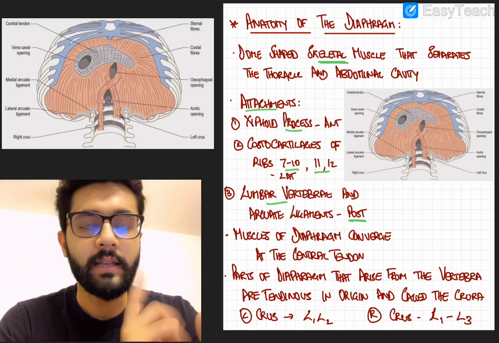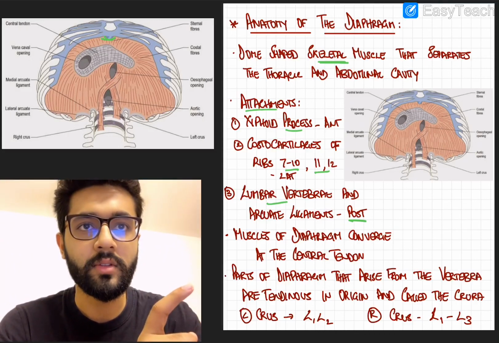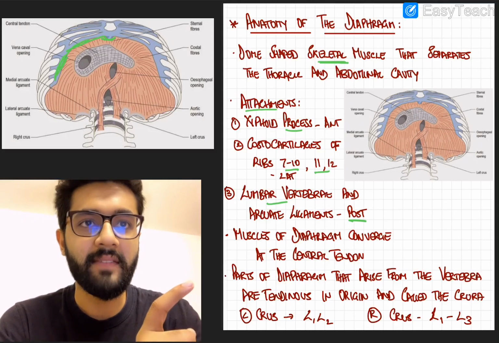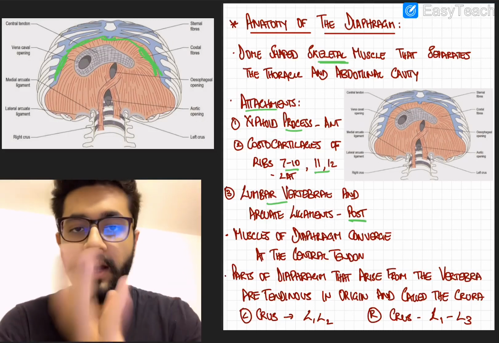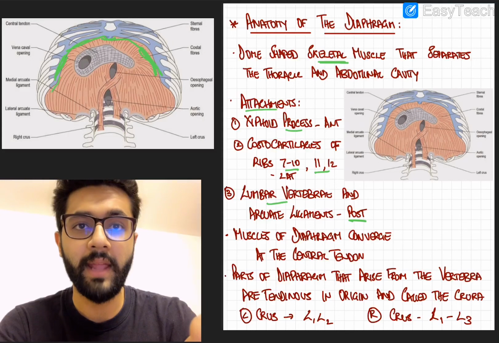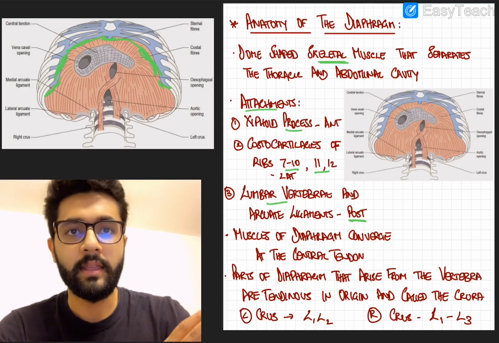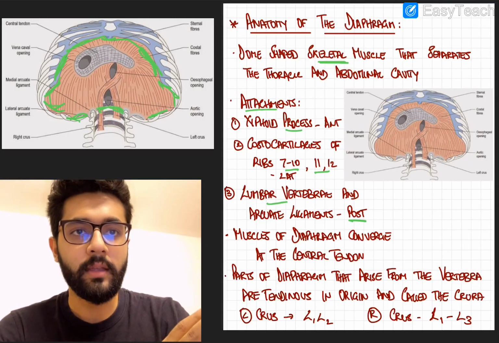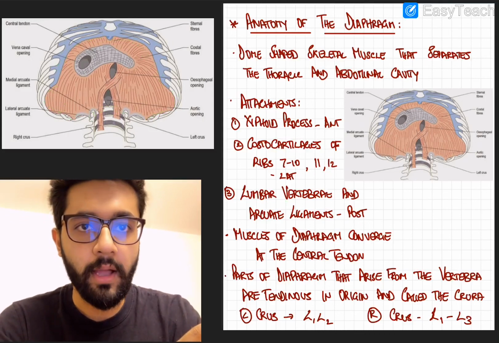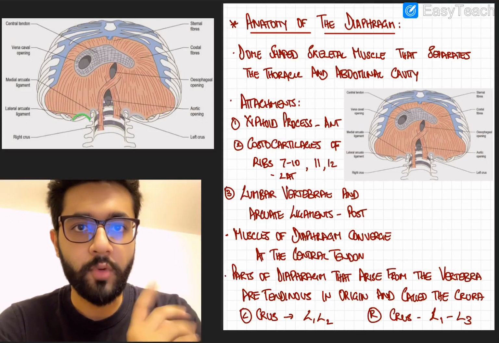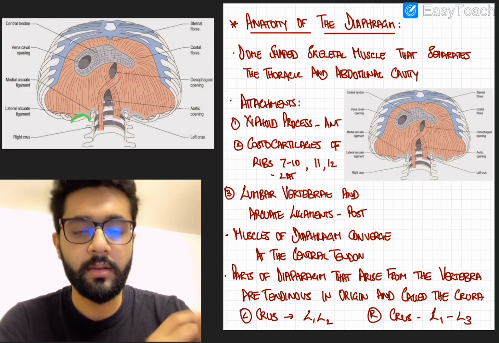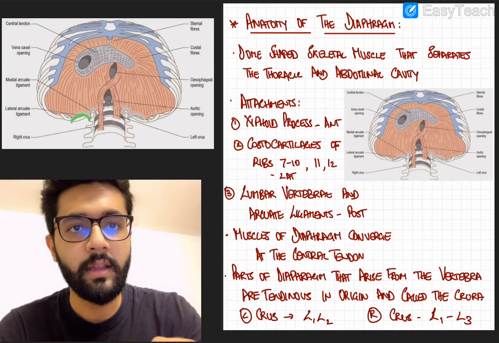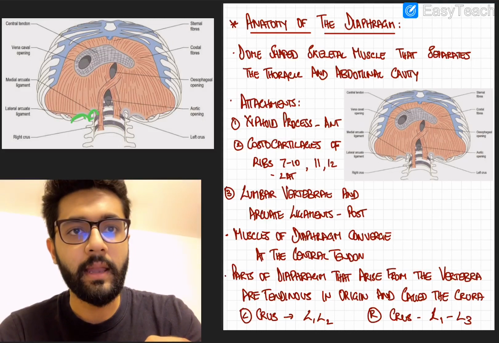So firstly, let's look at the attachments: anteriorly to the xiphoid process, then to the costal cartilages of the 7th to 10th ribs and the 11th and 12th ribs, and to the lumbar spine posteriorly, and these are the arcuate ligaments. I'll just clear the ink to show you once more. So these are the arcuate ligaments. You have 2 arcuate ligaments: arcuate means arc-like, so the lateral arcuate ligament and the medial arcuate ligament.